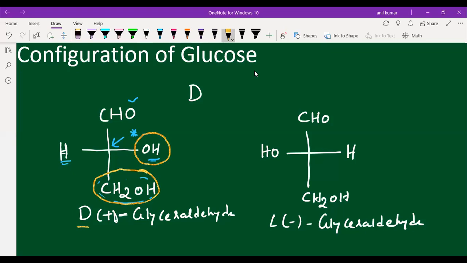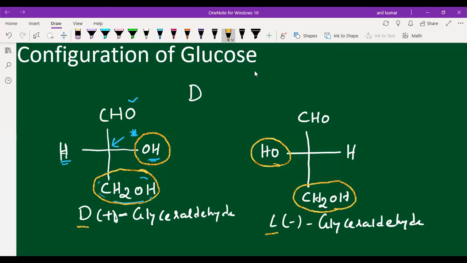Now coming to L minus glyceraldehyde here. When we give this configuration, students, you can see the OH group as well as the CH2OH group. These two groups are present in different directions. One is present at the right side, the other is present at the left side. Then we give the configuration called L. Now you understood what is D and what is L.